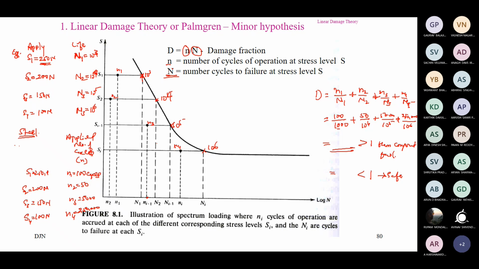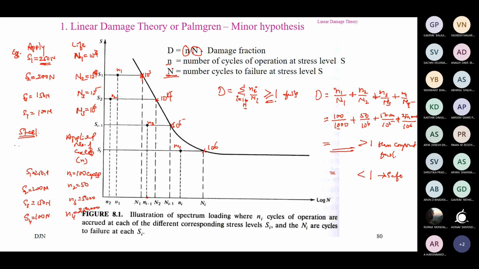Now, the linear damage rule gives you the summation. In short form, we can write the summation of ni by Ni, where i is equal to 1 to n. How many cycles you want to apply, or what the load pattern is, how many load magnitudes you want to give. This damage should not be greater than 1. If it is greater than or equal to 1, then the component is going to fail. This is the basic postulate of the linear damage rule.